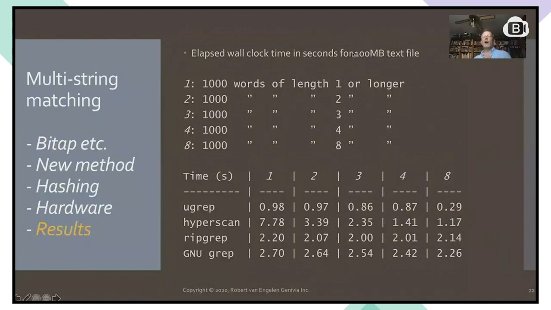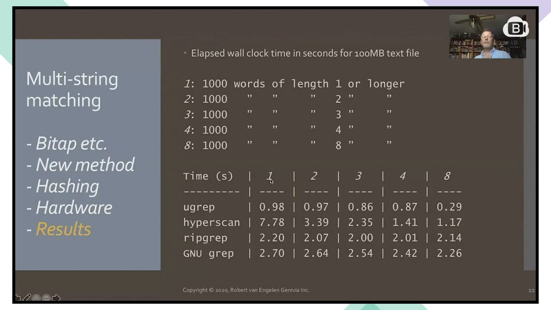All of these words are extracted from this 100 megabyte text file, which is a Wikipedia file that we want to search for these 1,000 words. So for 1 character or longer, 2 characters or longer, 3, 4, or 8 characters or longer, as illustrated here in our columns. This is the wall clock elapsed time of an implementation of this algorithm, Ugrep, compared to Hyperscan, compared to regex, and compared to GNU grep.